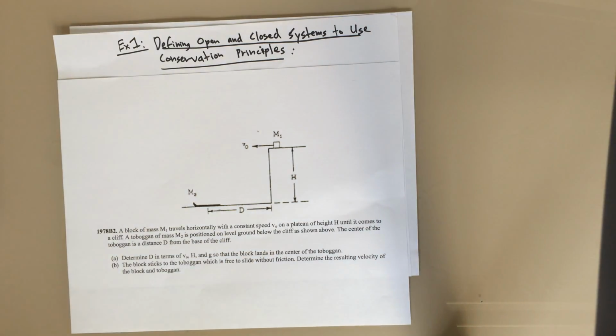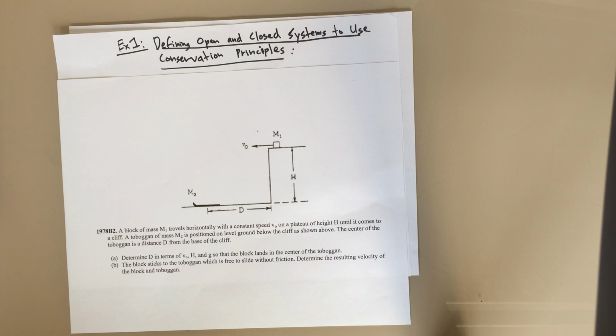Okay, so this is an example for defining open and closed systems, and using those definitions to use conservation principles. For our question, for part A, we'll be just using kinematics.